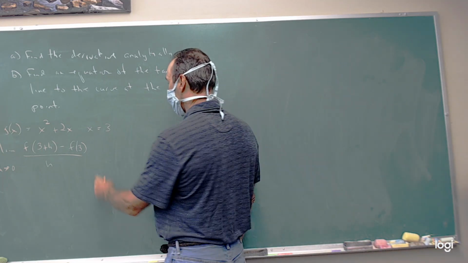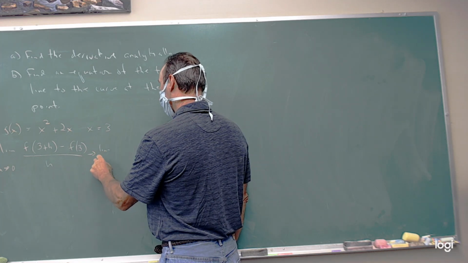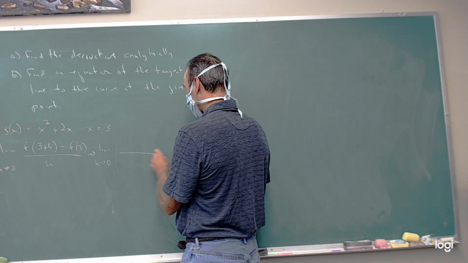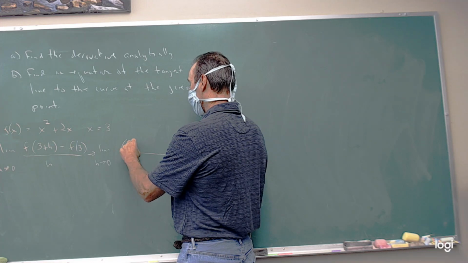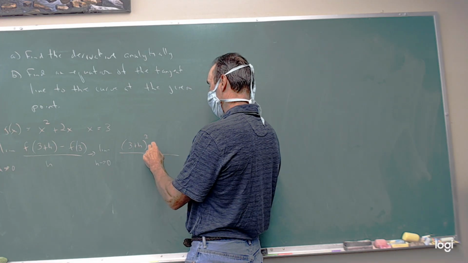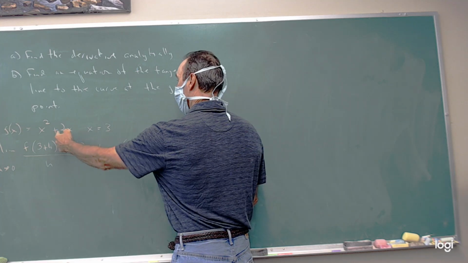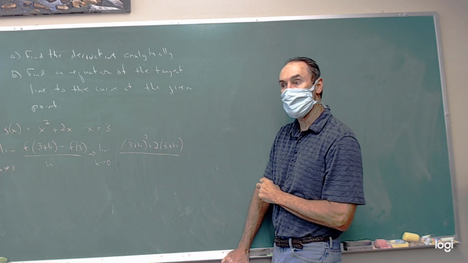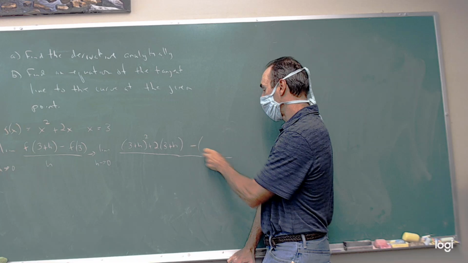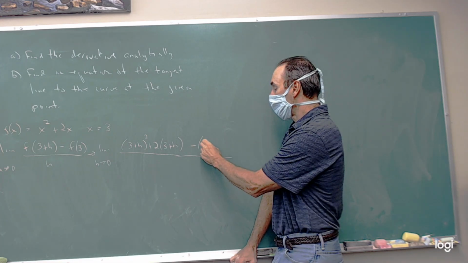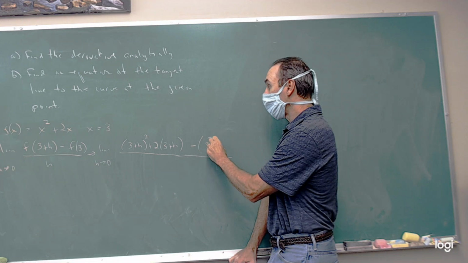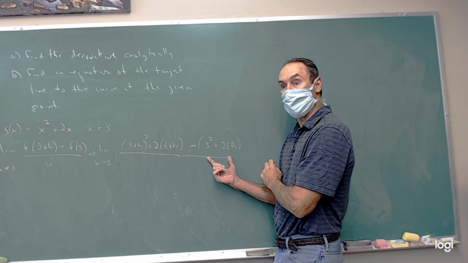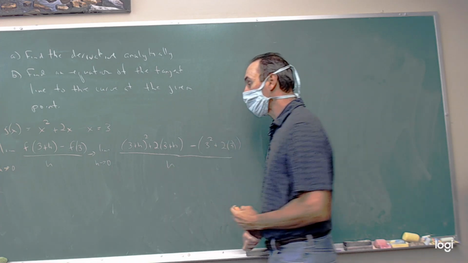Okay, so we have limit as h goes to 0. What is f of 3 plus h going to look like? 3 plus h squared. Nice. Keep going. Plus 2 times 3 plus h. There's our f of 3 plus h minus the quantity. f of 3 is going to be 3 squared plus 2 times 3. With me there? Remember, I'm going to subtract that quantity. That's all over h.